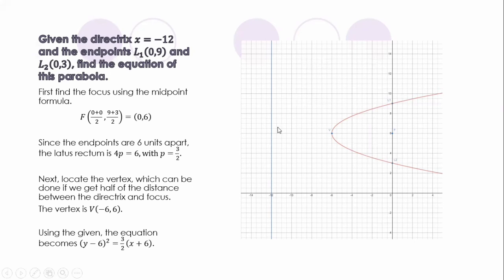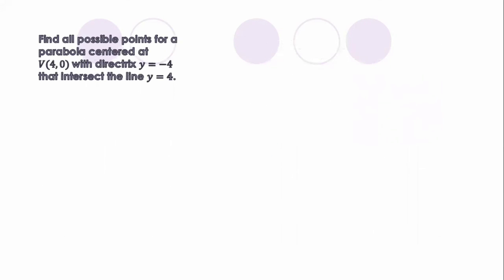So this is the directrix, and this is located at x is equals to -12. And this is the focus, which is our 0 and 6. And we need to get the half of the distance between them to get the vertex, which is here, -6 and 6. So that's our graph.